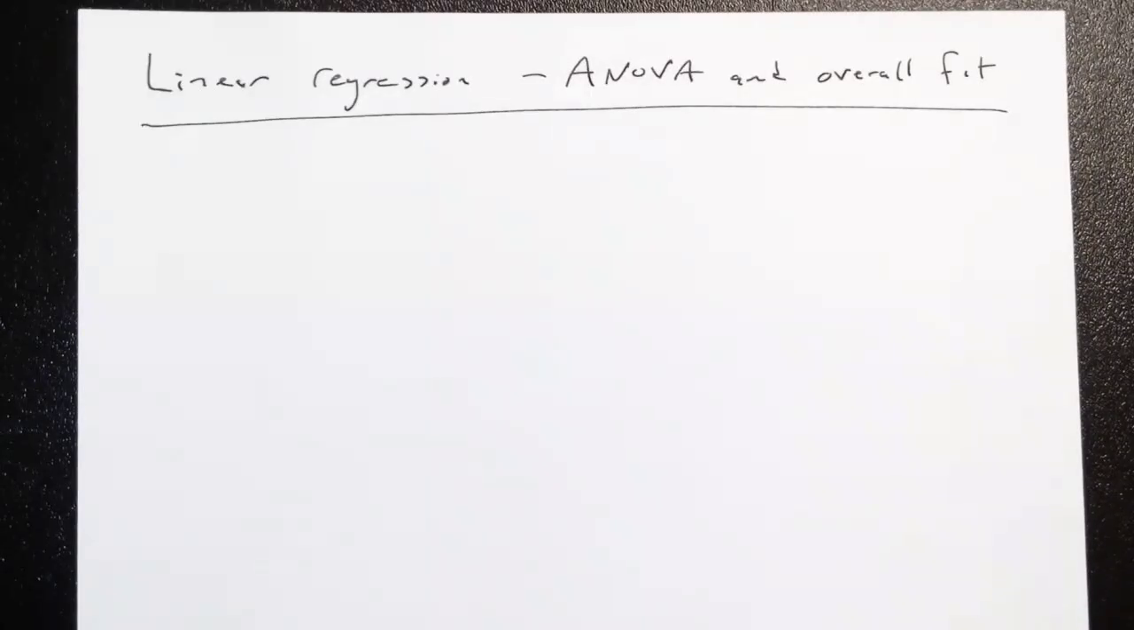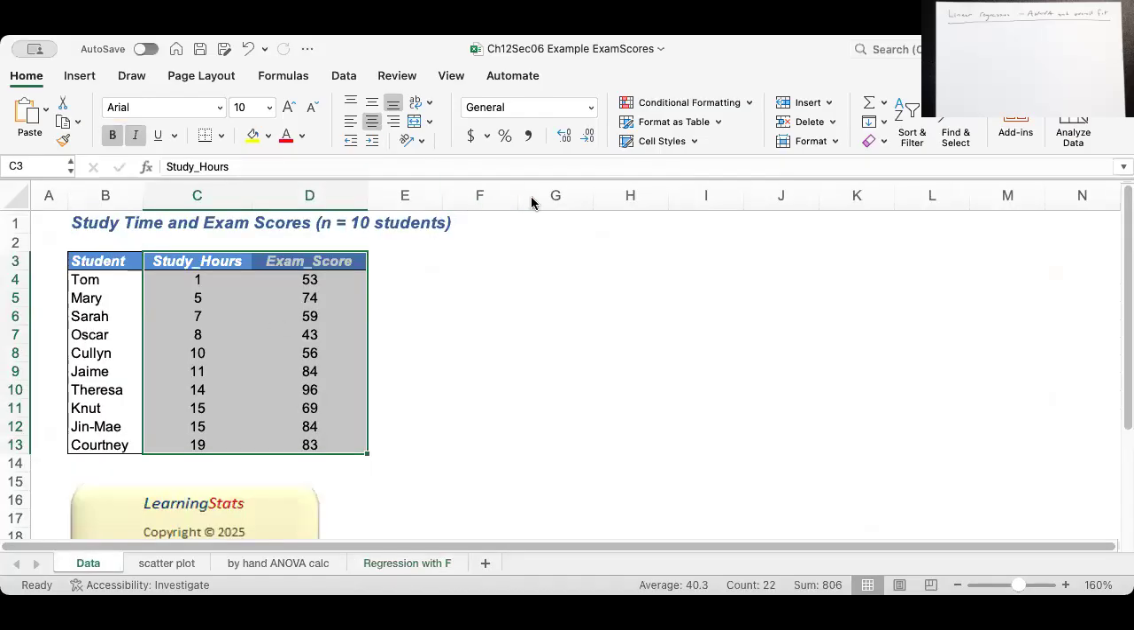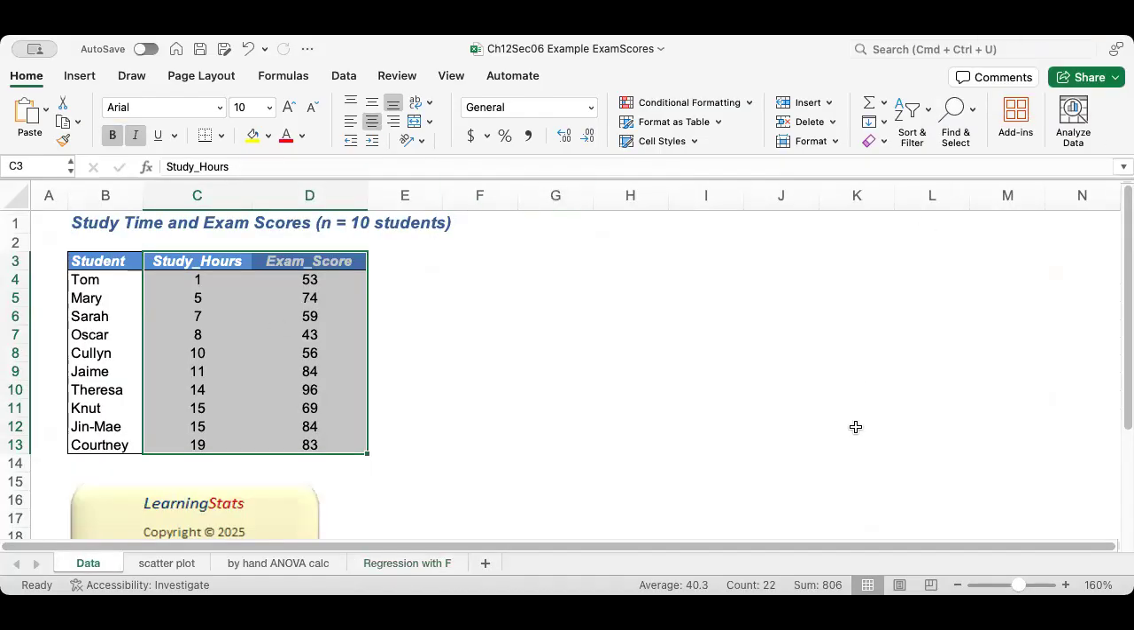When I do a regression analysis in Excel, I get a whole bunch of additional stuff. For example, with our studying versus exam grades data, number of hours spent studying versus the exam score, we see that we got a regression equation. We looked at the scatter plot last time.